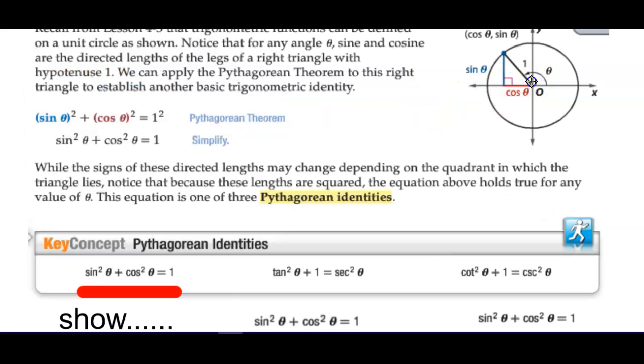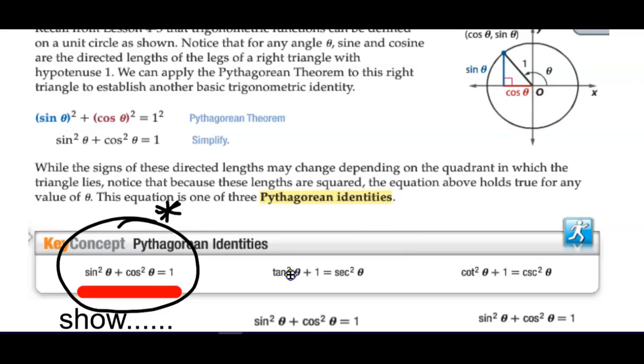We've talked about x squared plus y squared equals 1 on the unit circle. And we talked about how cosine and sine are the x and y values on the unit circle. So by the Pythagorean theorem, sine squared plus cosine squared equals 1. Okay? This is called the Pythagorean identity, and it's a huge foundational concept for everything from here on out.